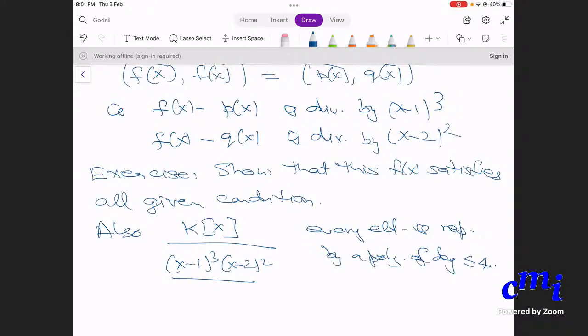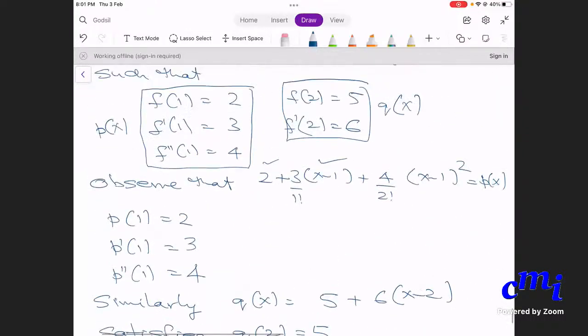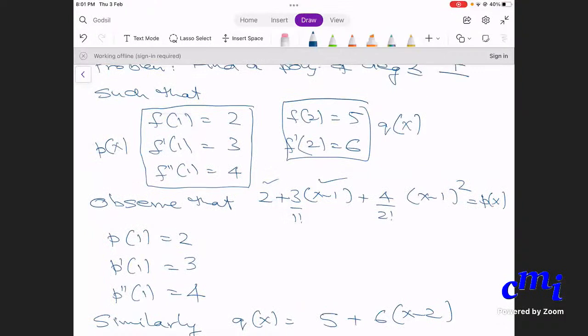So I have not completed this problem, right? But I've given you enough hints for you to be able to solve. So I want you to actually do this by calculation. I want you to find a polynomial f of x of degree at most 4, which satisfies all these 5 conditions, these 3 conditions and these 2 conditions. So please work on it, and we will see in the next class.